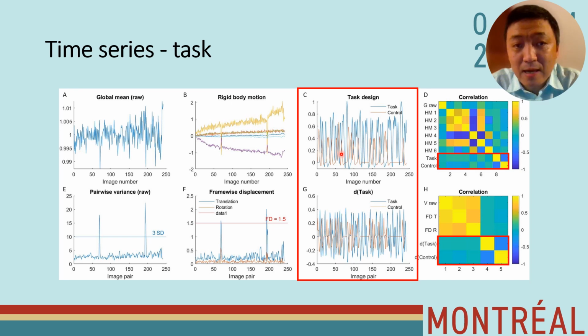We can also calculate the temporal derivatives of the task design at the bottom. We can also examine whether these temporal derivatives of the task design are correlated with the pairwise variance plot or the frame-wise displacement. So for the correlation matrices among our time series, we can see that neither the task design nor the derivatives of the task design were correlated with the global signals or head motion parameters, which means that the head motion may not be relevant in this case and may not be affecting the estimates of task activations in this particular task and subjects.